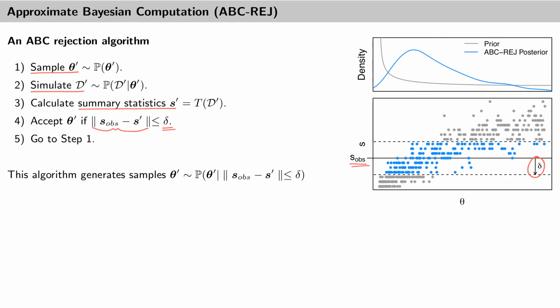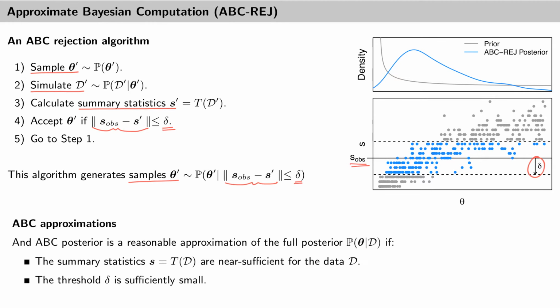It is important to note that this algorithm does not generate samples from the full posterior distribution. Instead, it samples parameter vectors for which the summary statistics were close to those observed, according to a distance metric and a threshold. Let us therefore reflect on which conditions these ABC posteriors are good approximations of the full posterior distribution. They are reasonable approximations if two things hold.